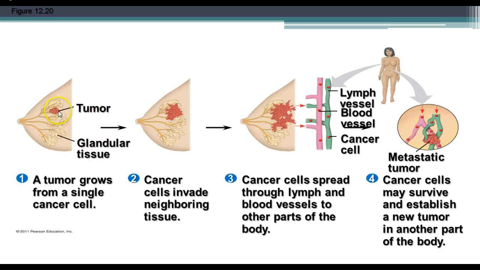So here we have a tumor beginning in a gland, the glandular tissue here in the breast, as it shows here. When it begins to invade neighboring tissue, that's when it would become cancerous. And then as it spreads into the lymphatic vessels or the blood vessels, that's when it becomes metastatic, forming tumors in other parts of the body.